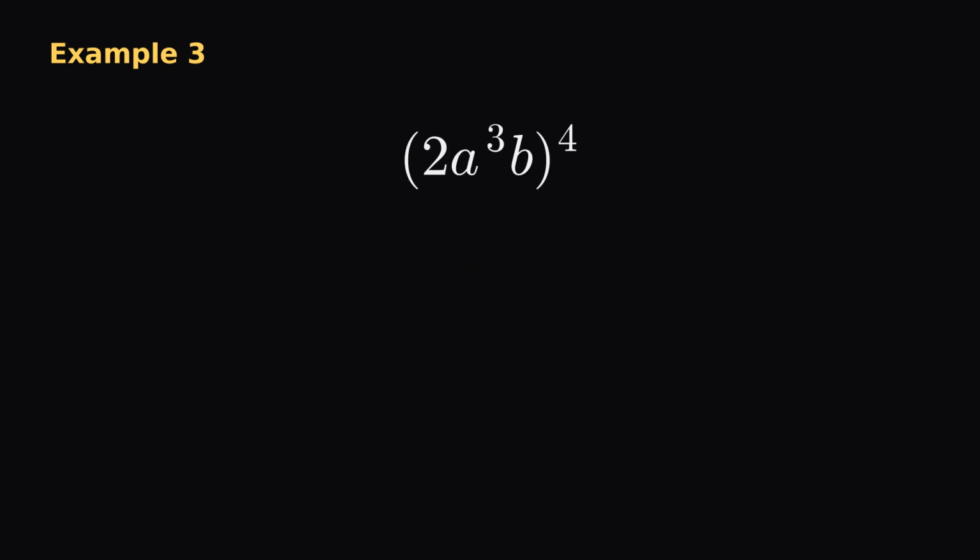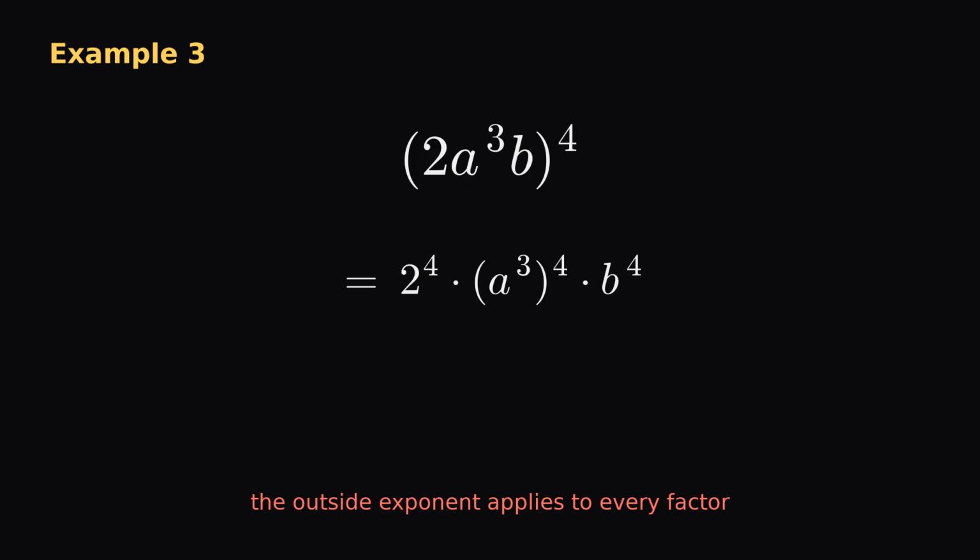Number 3. Simplify the quantity 2a cubed b raised to the fourth power. The exponent outside applies to every factor inside the parentheses. 2 to the fourth is 16. A cubed raised to the fourth, multiply the exponents, gives a to the 12th, and b to the fourth. So the answer is 16, a to the 12th, b to the fourth.